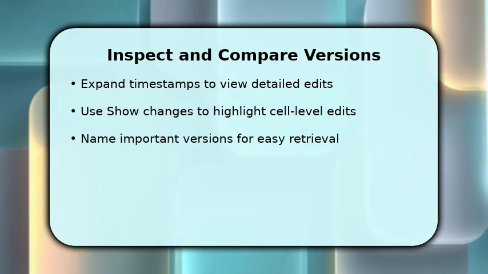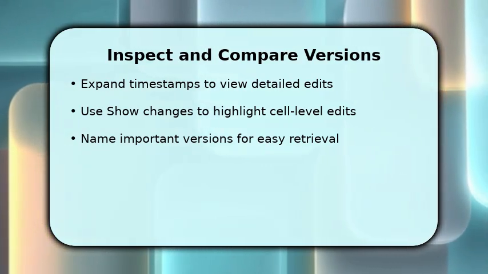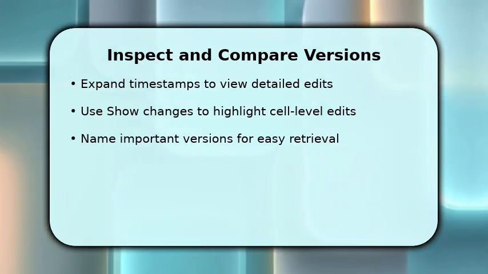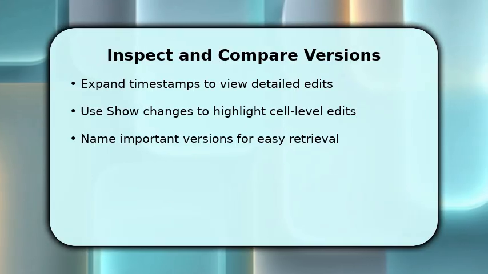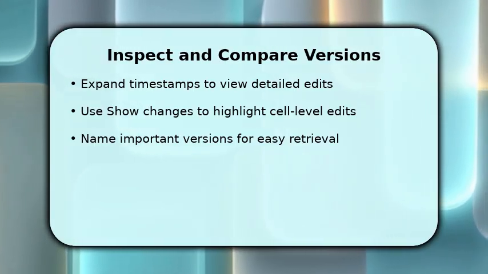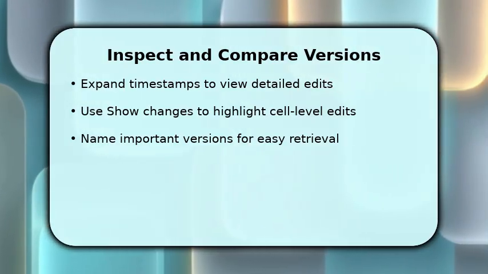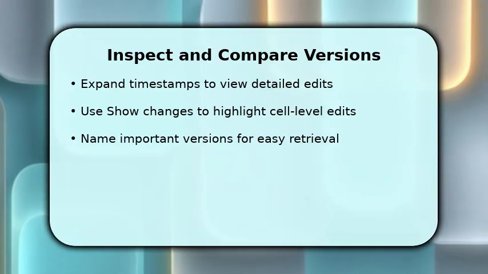Next, expand the list of timestamps on the right to inspect individual saved versions. You'll see snapshots grouped by edit sessions. Once done, click a version to preview it, and use Show Changes to highlight exactly which cells were altered and by whom, which clarifies intent and scope.